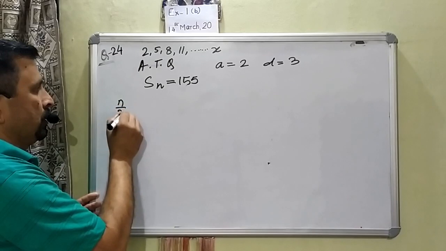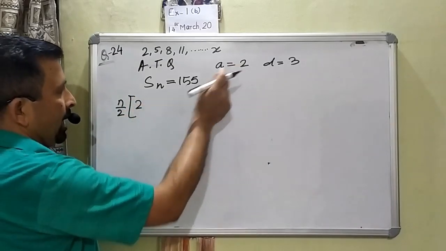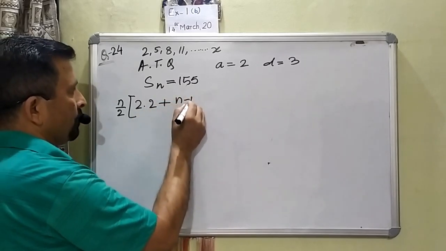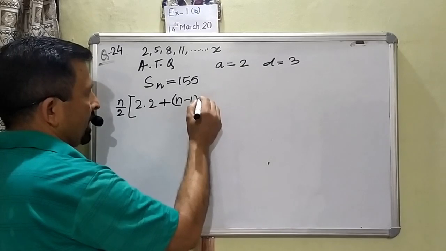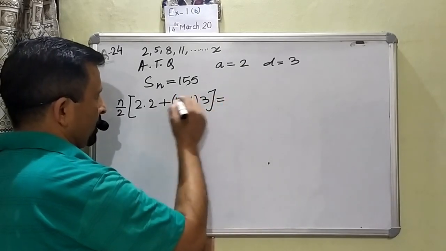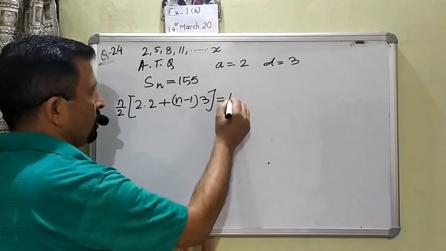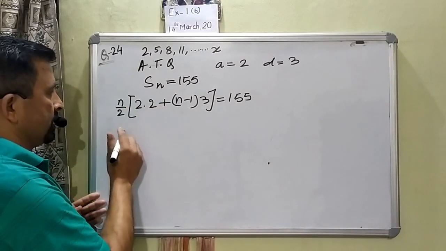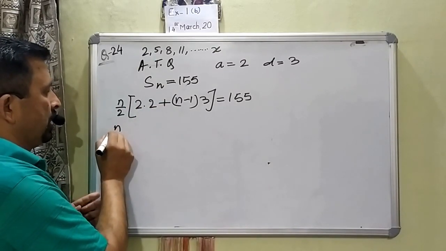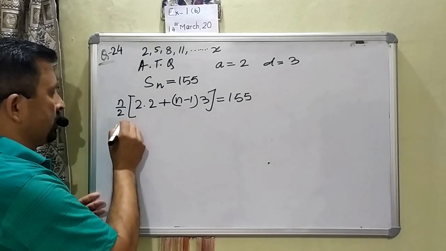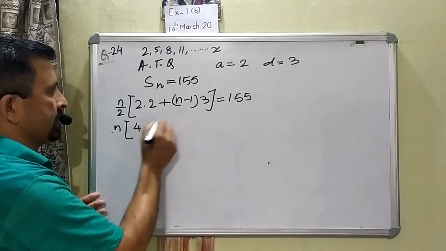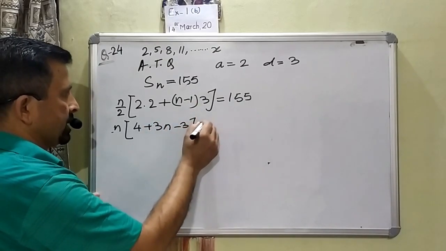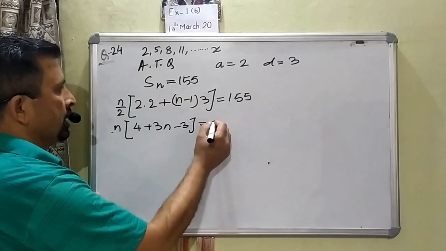n divided by 2 into 2a plus (n minus 1) into d, where a is the first term, which is 2, and d is calculated as 3. So this is the sum, and the sum of this many terms n is given as equal to 155. Now we can solve this equation. n divided by 2, this 2 can be taken to the right hand side. So this will become 4 plus 3 into (n minus 1), that is 3n minus 3, and this is equal to 155 into 2, which is 310.